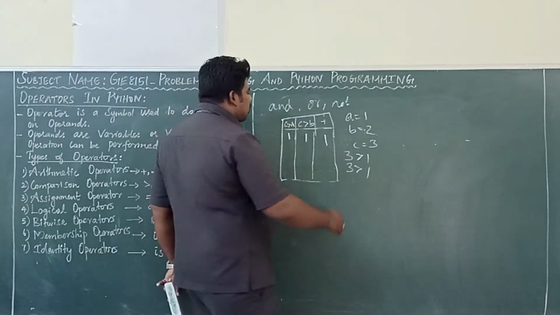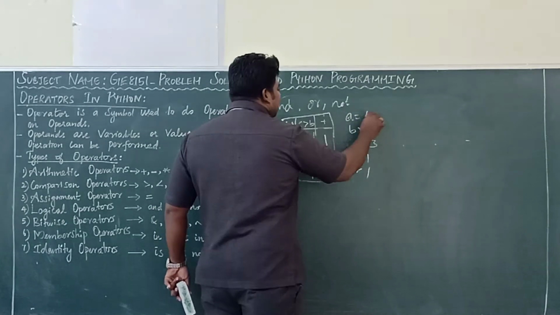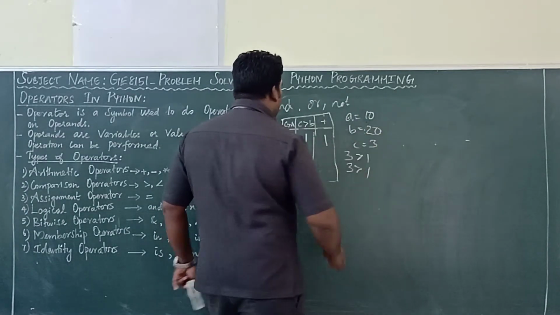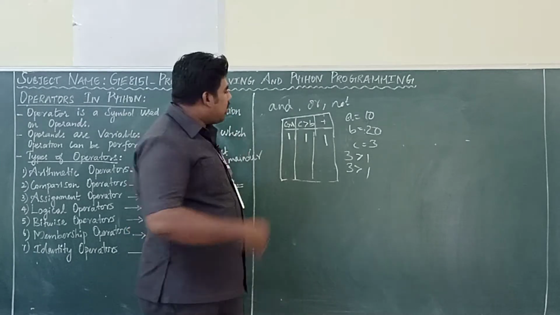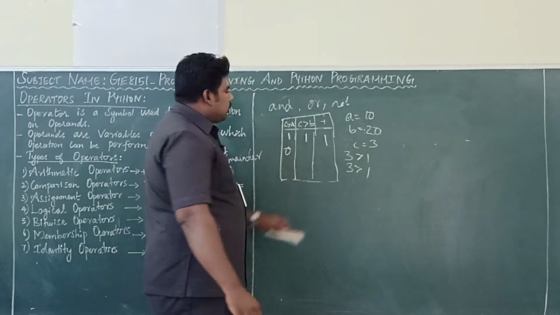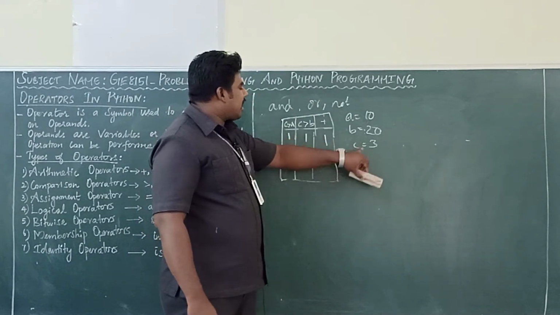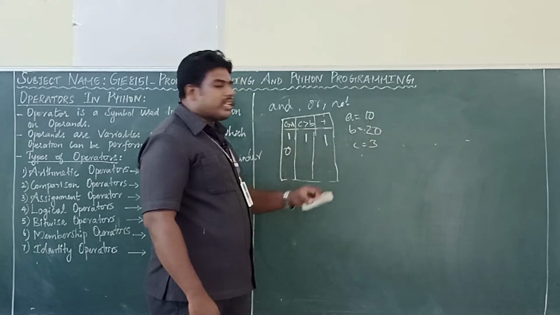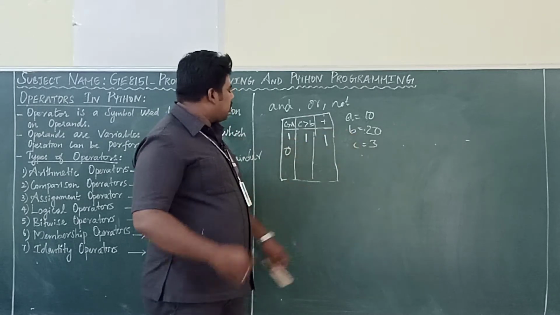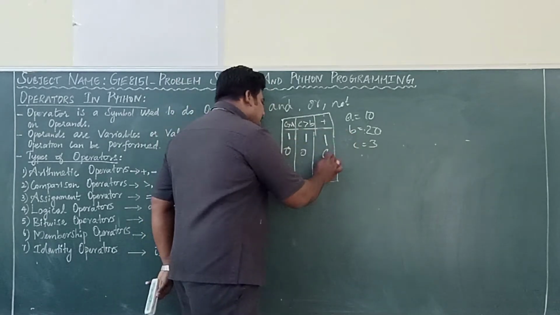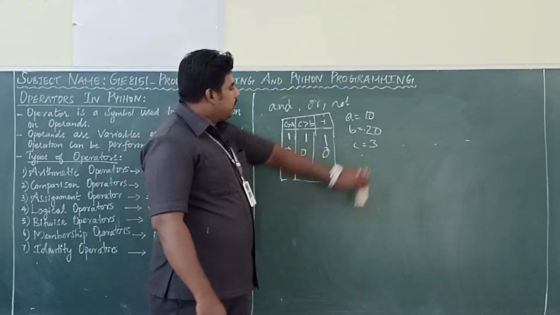Okay. Suppose now the A value is 10 and the B value is 20. Now C greater than B, what will happen? Condition false. Now C is not greater, right? C is 3 and A is 10. It's not greater. So condition false, so 0. Again C greater than B, condition false, 0. Your answer is false.